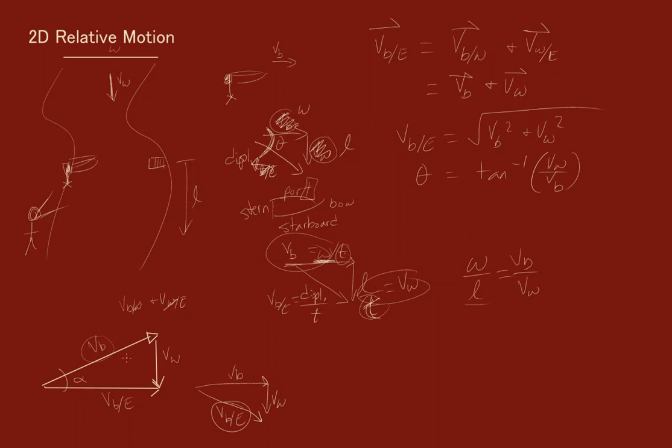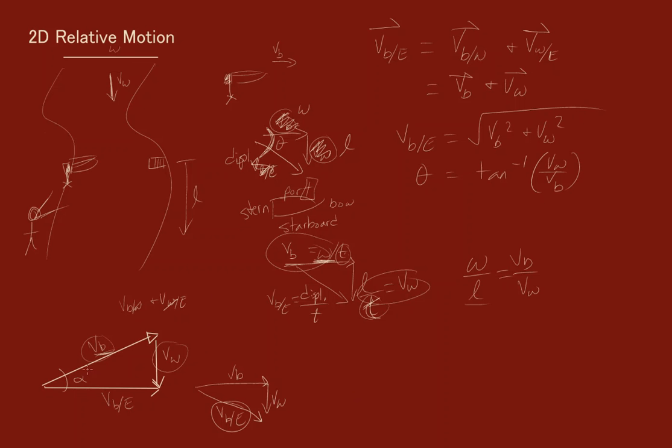So what does that say? In order to head directly across the river, what does that say about the minimum value for the velocity of the boat? Because the way the triangles work, in order for this to be the hypotenuse, it has to compare to the speed of the water somehow. So I'll let you guys think on that.